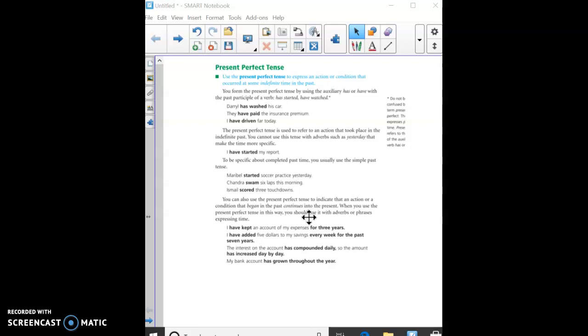So, I have started my report, versus Maribel started her report yesterday. If you have the word yesterday, then you can't use that perfect tense.